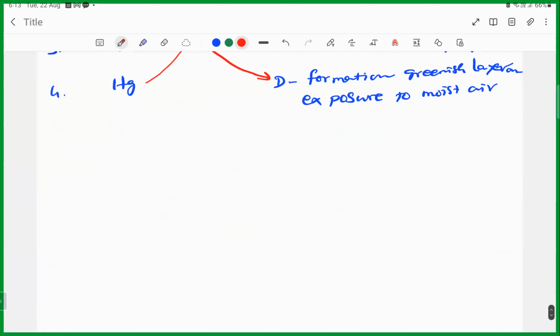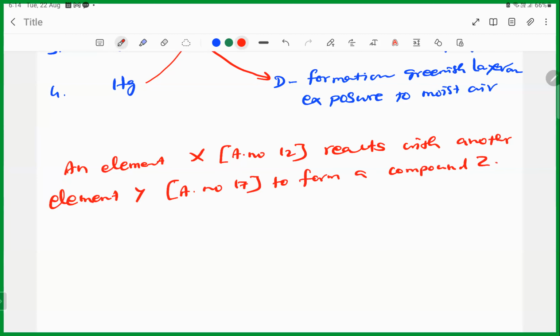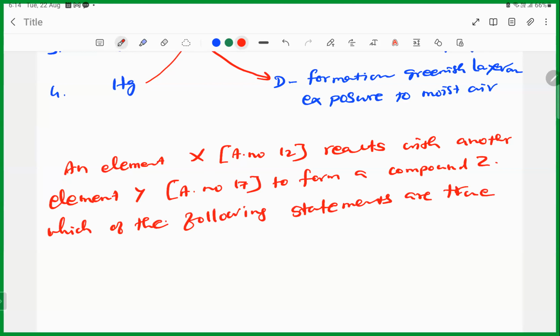Next question. An element X, of atomic number 12, reacts with another element Y, atomic number 17, to form a compound Z. Which of the following statements are true regarding this compound?